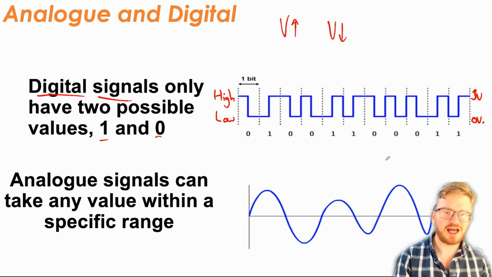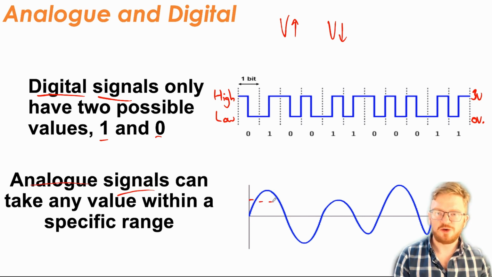And that's different to analog signals. So analog signals can take any value. But what we could do is we can convert things from analog to digital. So if we say that anything above this red dotted line would count as a 1, then my digital signal would look like this.